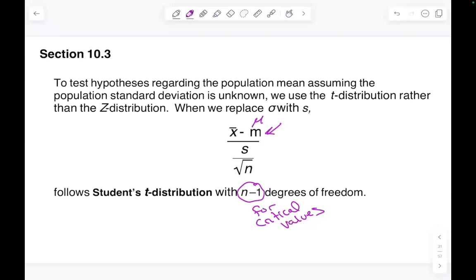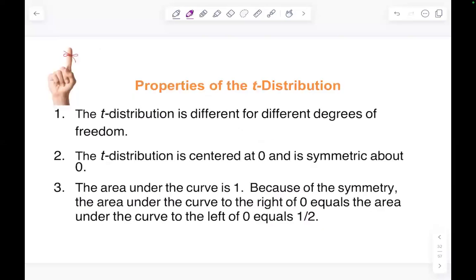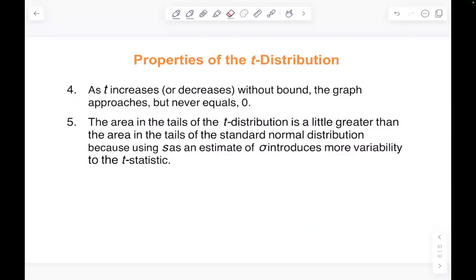That's the only place we use n-1 degrees of freedom: those critical values. All right, remember, t distributions are different for different degrees of freedom. It is centered at 0 and symmetric about the 0. This is all just the same stuff, not so super important to go over again. All right.